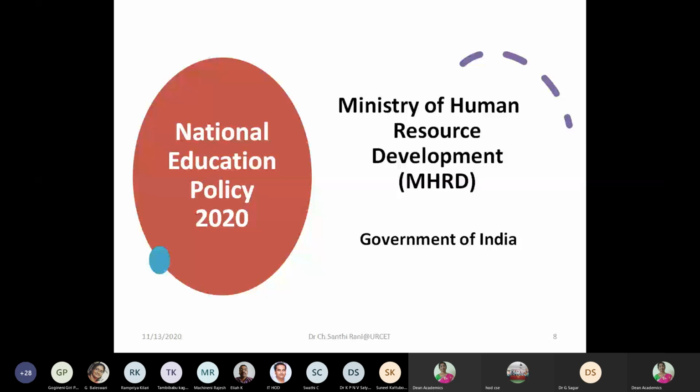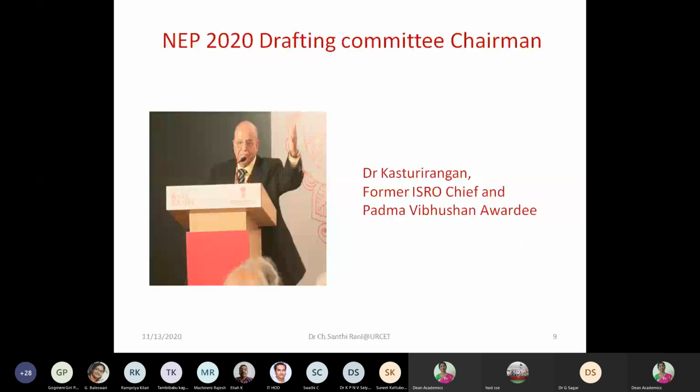the views regarding this National Education Policy 2020. The Ministry of Human Resource Development, Government of India, has launched this National Education Policy 2020 recently. And as you all know, this is the committee constituted by some of the members. The drafting committee was chaired by Dr. Kasturi Rangan, the former ISRO chief and Padma Vibhushan awardee.